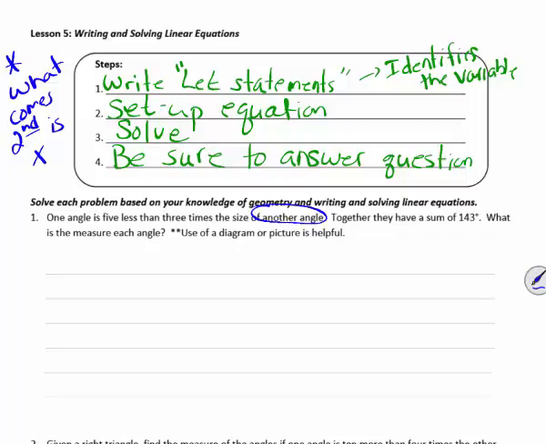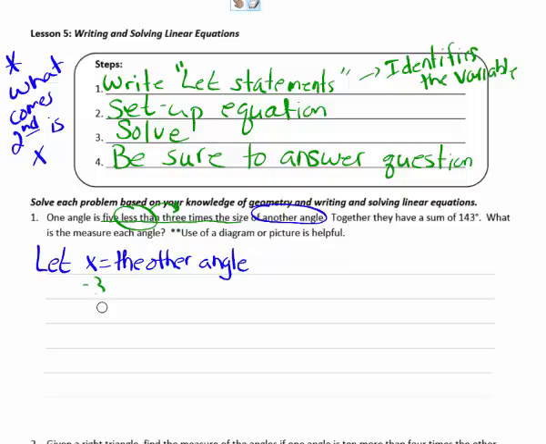All right, so here they're describing my variables to us. So the other angle is going to be x. So I'm going to start off with let x equal the other angle. Now I have to figure out, well, what is the other one? Because we're talking about two angles. So it says one angle is 5 less than 3 times the other. Well, less than tells me that I have to start over here, minus 3. I'm sorry, I got that wrong, minus 5. There we go. 5 less than 3 times the size, so 3 times.